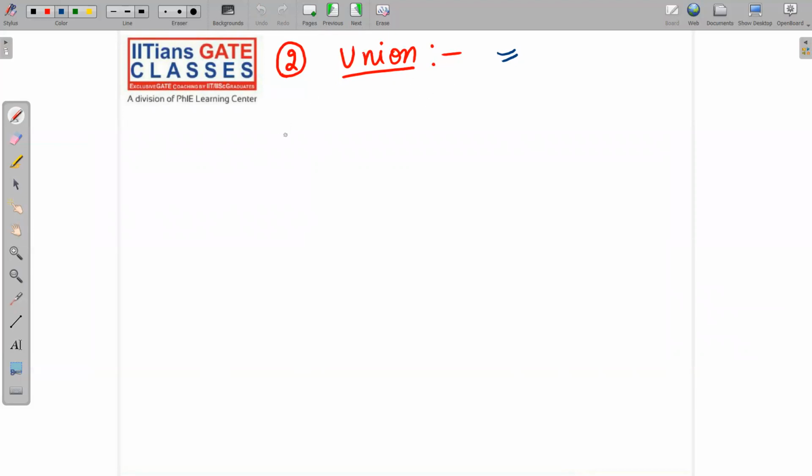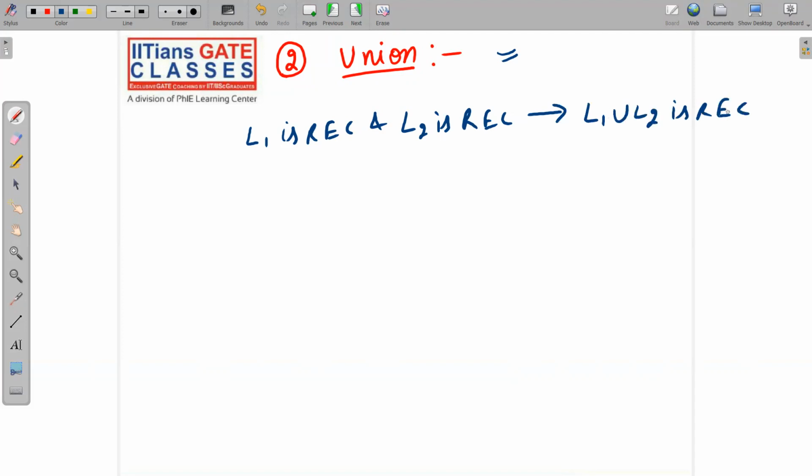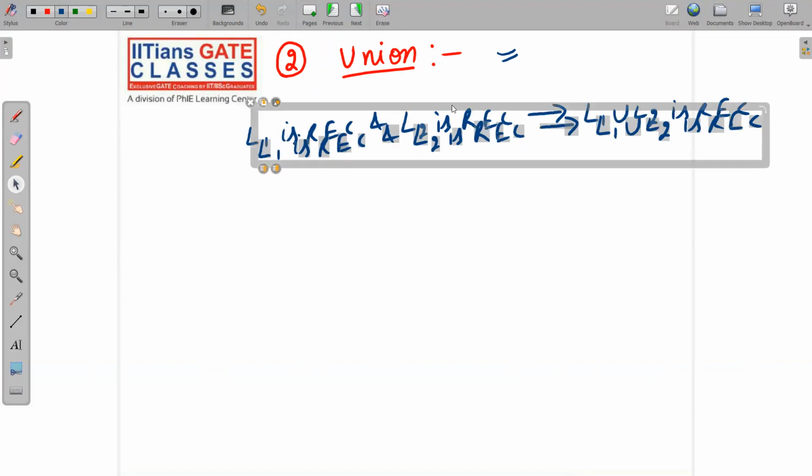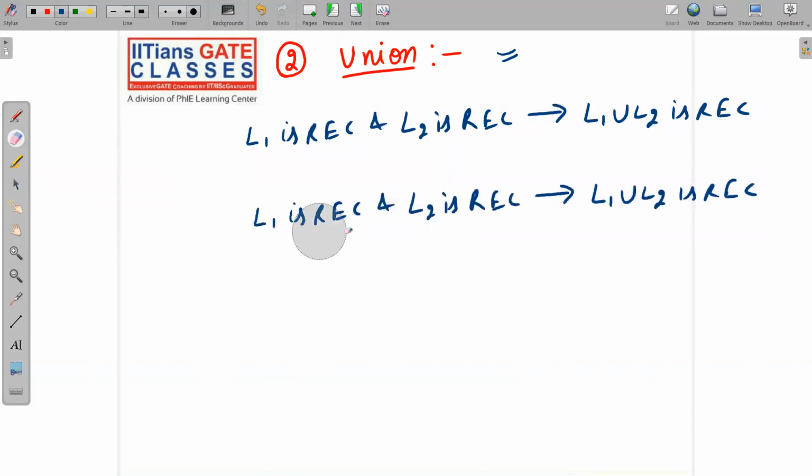See here carefully. My claim is that if L1 is REC and L2 is REC, then L1 union L2 is REC. Same is the case with RE also. So let me copy it. So I will say here, if L1 is RE and L2 is RE, then L1 union L2 is RE. Okay, so how am I going to prove it?